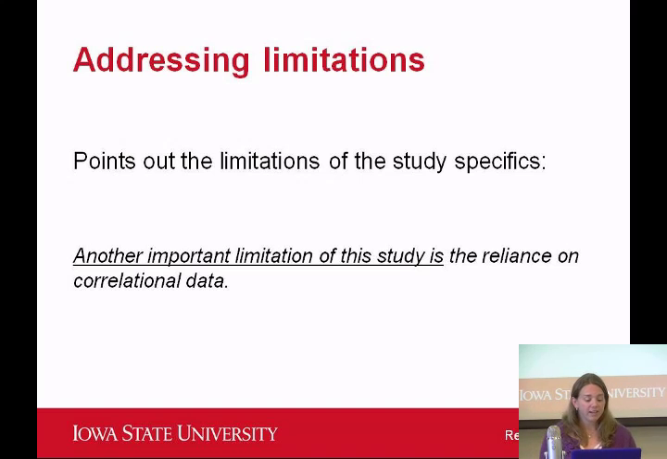So we have an example here, and it says, another important limitation of the study is the reliance on correlational data. And sentences that function as addressing limitations often have language that makes it quite clear that they are limitations, by words like limitation, weakness, these other sorts of language that can help you recognize that the step is really functioning to limit the study or to point out potential problems within it.